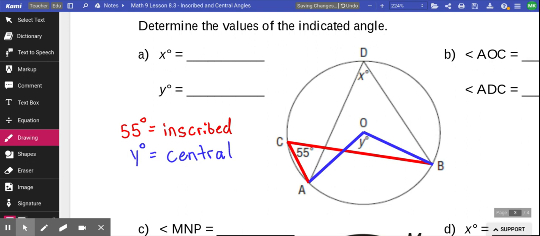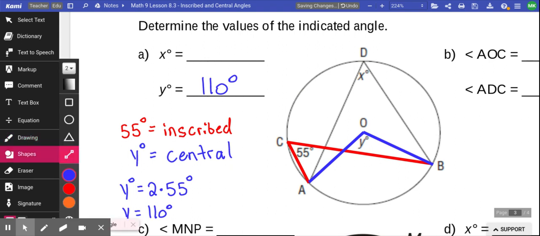We know that central angles are 2 times the inscribed angle. That means that Y should be 2 times 55 degrees. If you put that in your calculator, that means Y is 110 degrees. And I could fill that one in right now. Perfect.